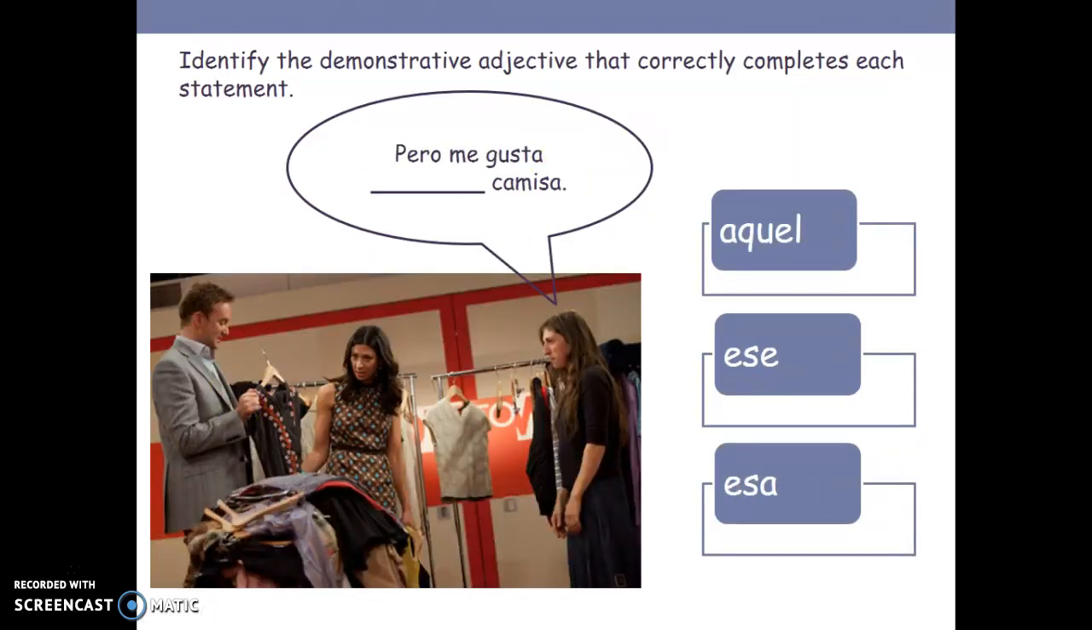What about this one? Pero me gusta blank camisa. But I like blank shirt. She's referring to this shirt, so would you put that over there shirt, that shirt, or that shirt? Keeping in mind, these two are masculine and this is feminine. Which one would you pick? Pero me gusta esa camisa. So both ese and esa mean that. However, camisa is feminine, so this also needs to be feminine.